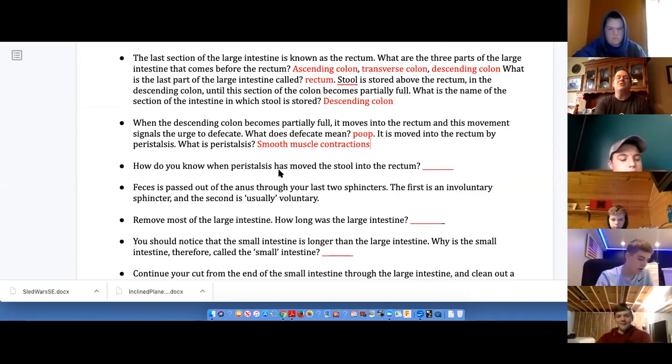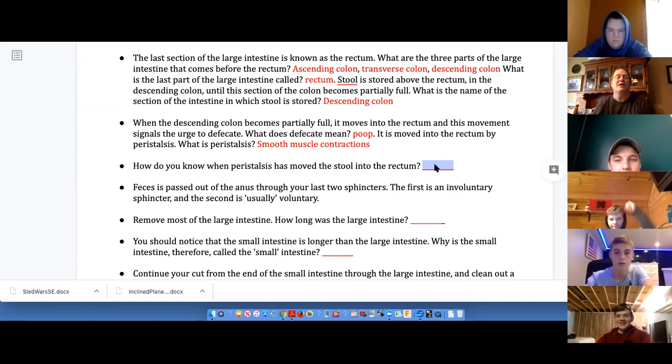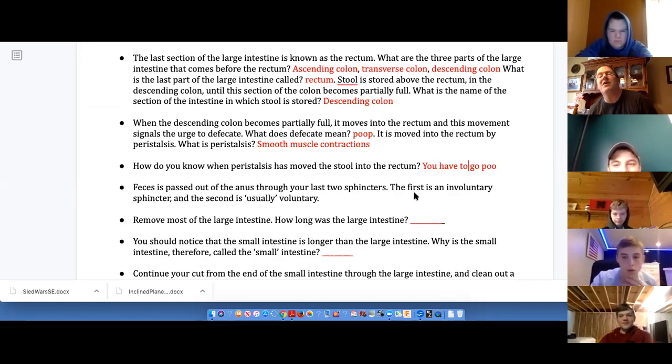How do you know when peristalsis has moved stool into the rectum? Don't be shy. I know you know the answer. How do you know when peristalsis has moved the stool into the rectum? You have to go to the bathroom. Yeah, you have the urge to go poo. I'm sorry about the subject if this makes you uncomfortable, but if you're not going to learn it in biology, you're sure not going to learn it in history or English. So you should know about your digestive system.